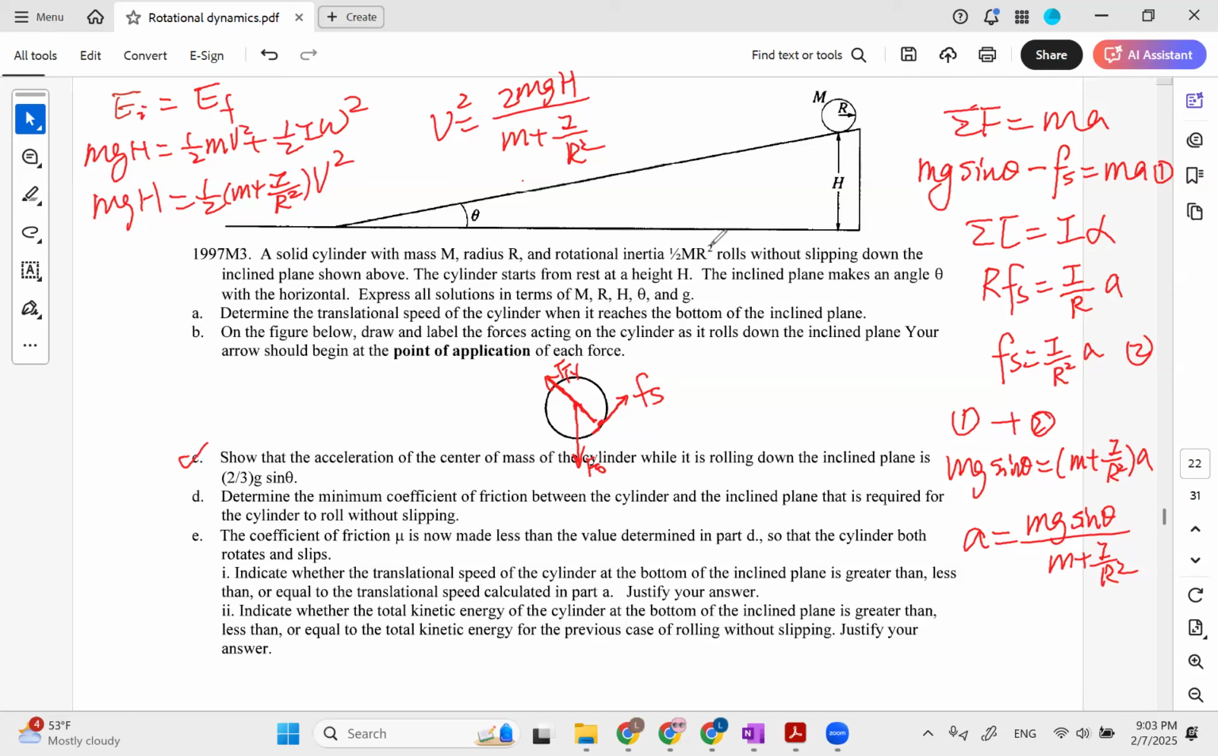And then you plug in I equals half m r squared, right? That's how you get 2 over 3 g sine theta. Okay. Now let's see D. How do you do it? Jameson.